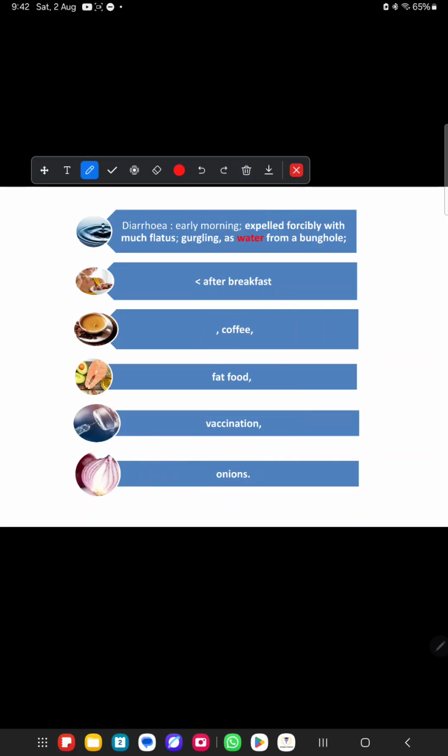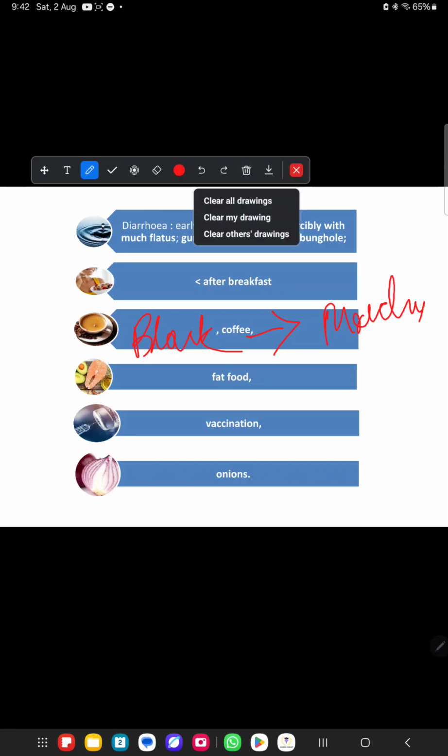But if there is a desire for black coffee, which medicine? Muscus is the medicine. This question comes up: desire for black coffee, the medicine is muscus. Just try to remember.